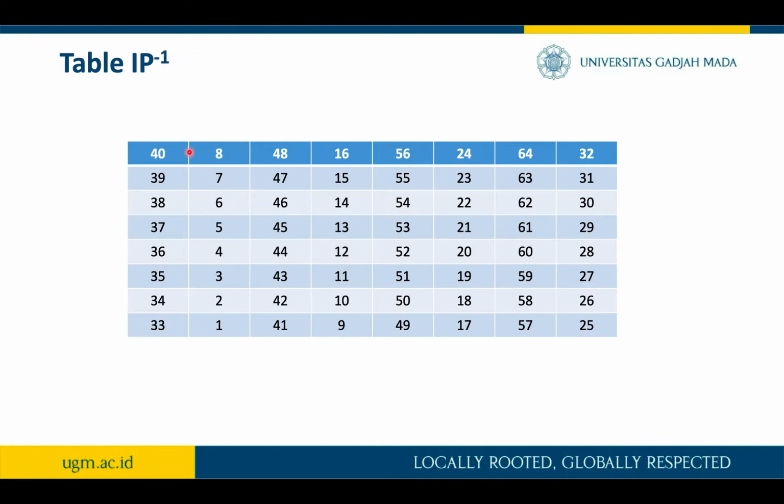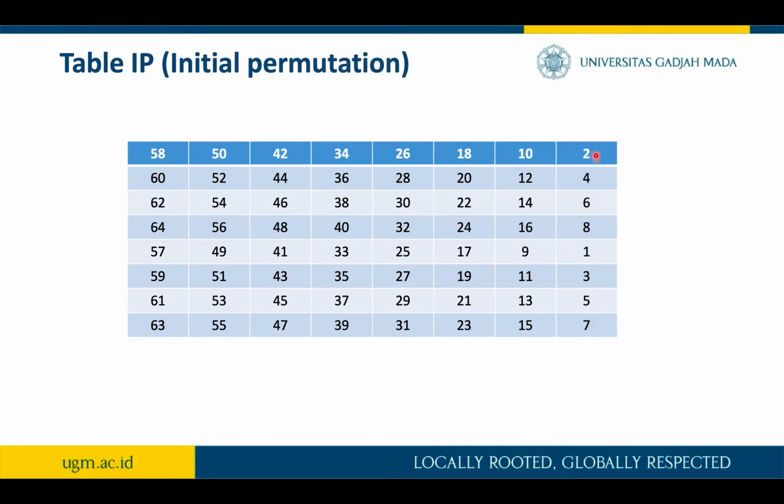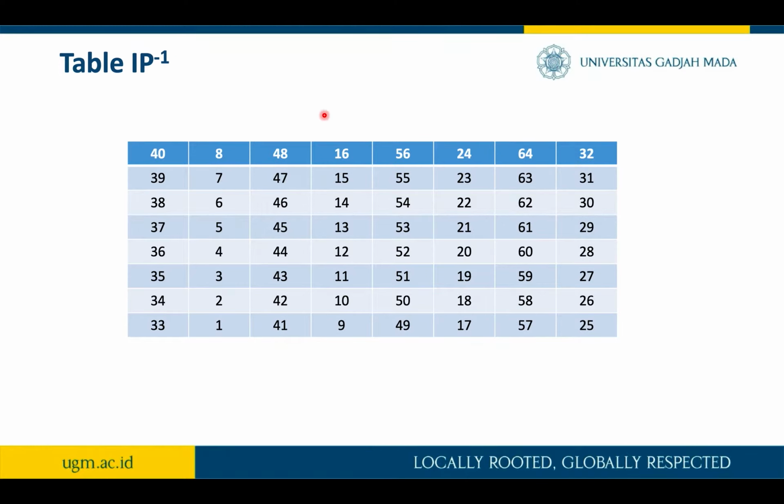And this is the inverse of the initial permutation table. From the previous table, the second bit now becomes the 8th bit. In the inverse, it is put back in the original position, so the 8th bit is now placed in the second position. It is kind of putting the bits back into their original positions.